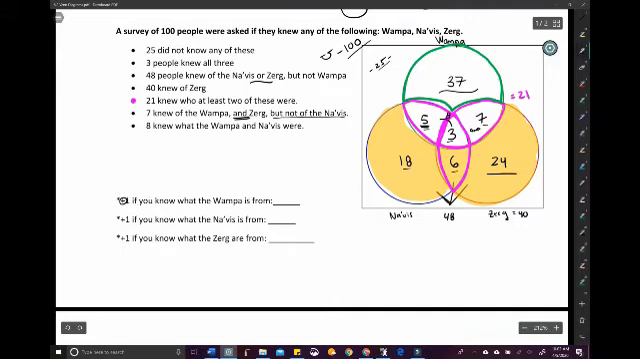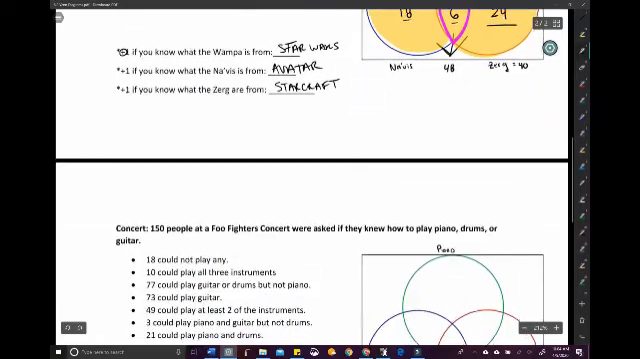All right. I know these aren't formally graded for right now. One, if you know what the Wampa's from, that's Star Wars. 2, the Navis, that's the movie Avatar. And the Zerg, there's 2 possible answers. I was thinking StarCraft. If you know Toy Story, there's Emperor Zurg as well. So that's that one there.